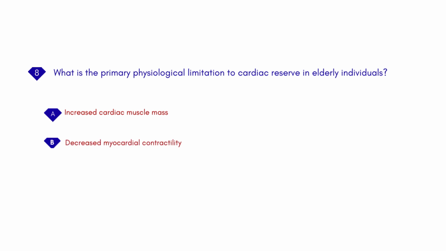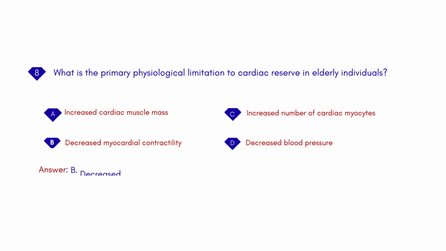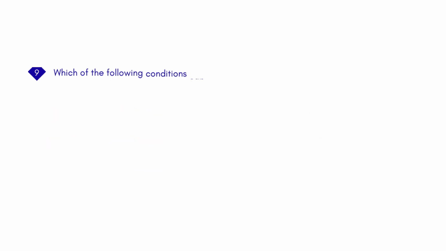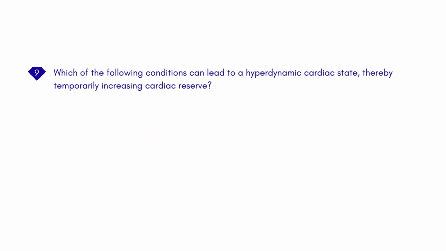What is the primary physiological limitation to cardiac reserve in elderly individuals? A. Increased cardiac muscle mass. B. Decreased myocardial contractility. C. Increased number of cardiac myocytes. D. Decreased blood pressure. Answer: B. Decreased myocardial contractility.